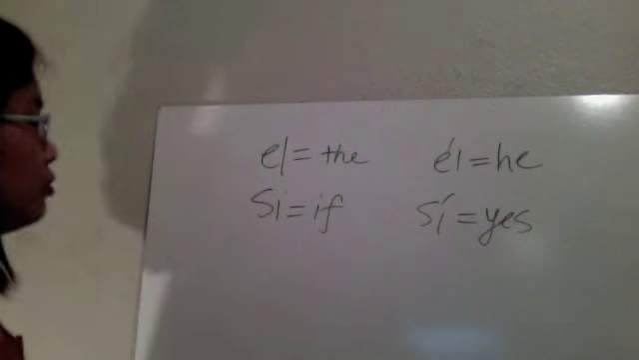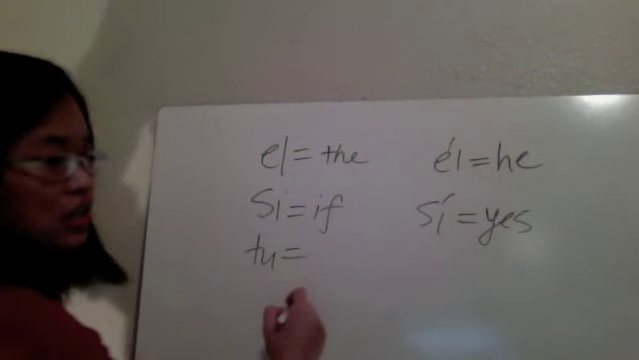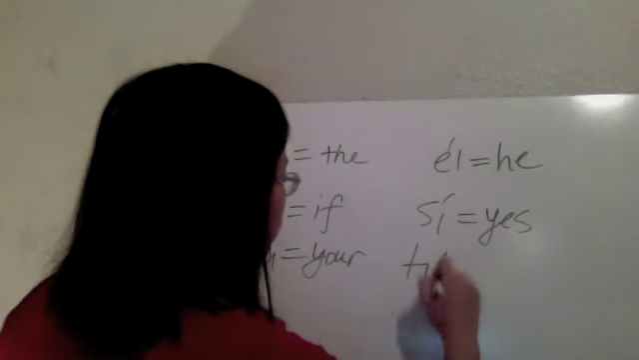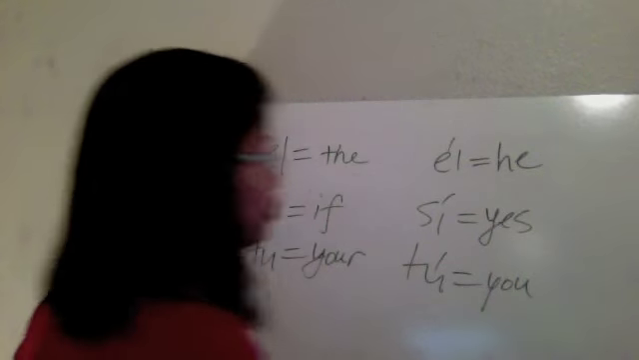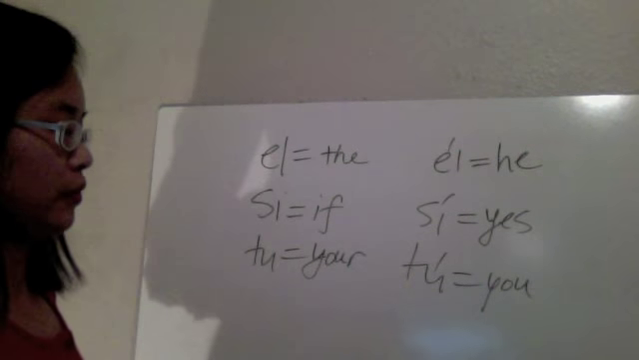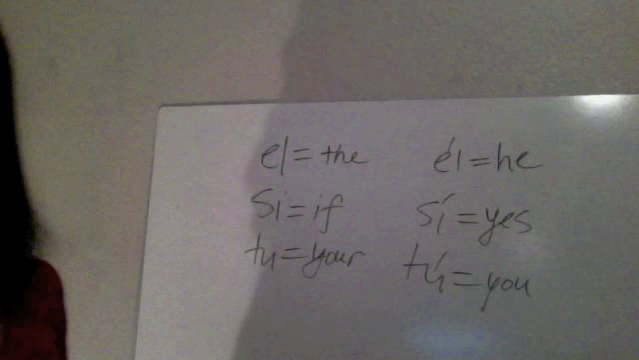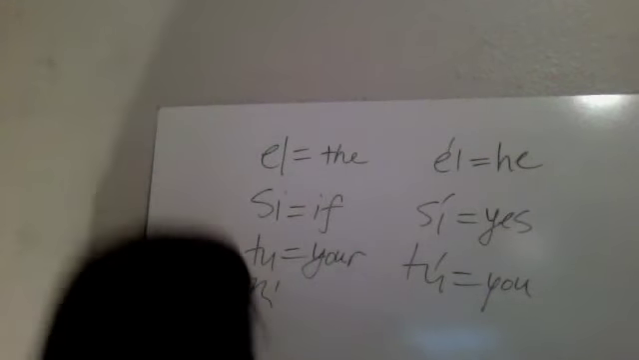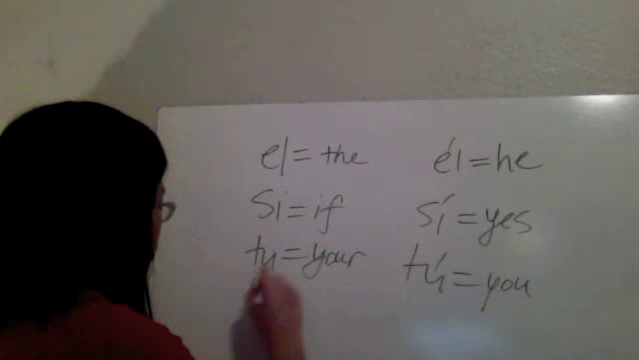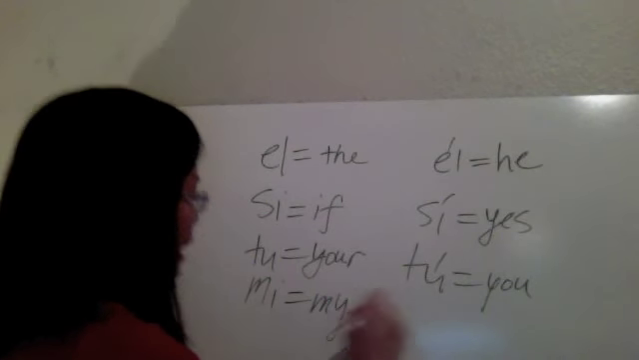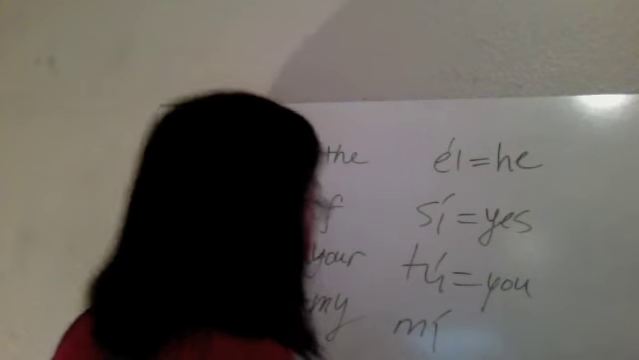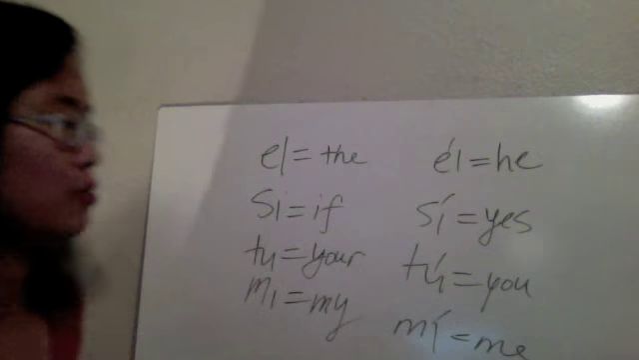Other examples include tu, which means your, and tú, you, which is also a subject. Last example would be mi, which means my, like mi corazón. Versus mí with accent means me, which is an object.